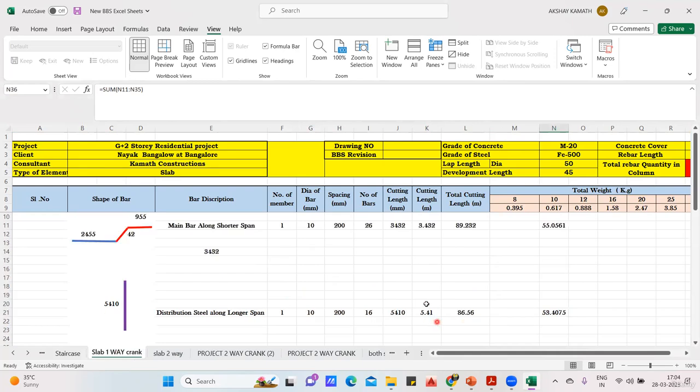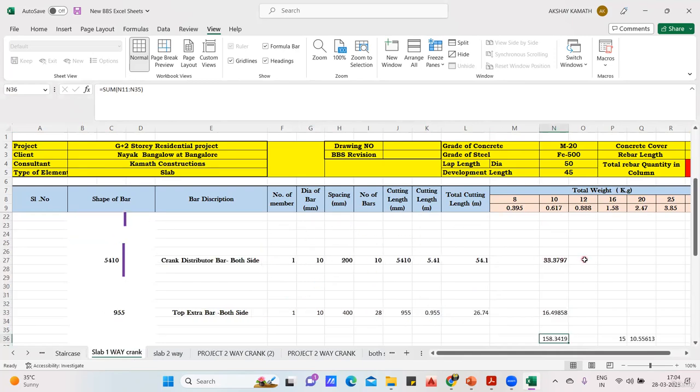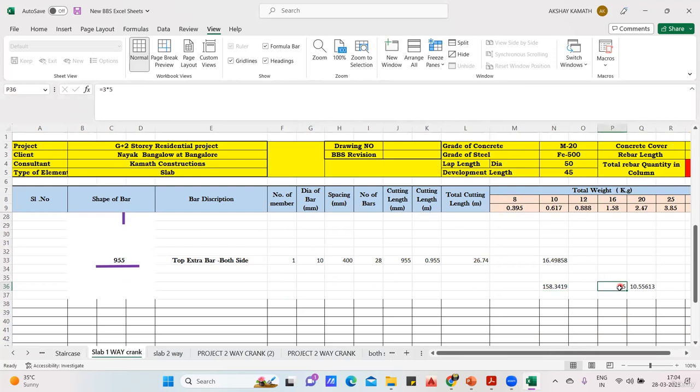Now, what was the area of your slab? This was almost a 3 meter by 5 meter slab, so the total area was 15 square meter. If you ask me per square meter, what is the steel consumption here? You divide the total steel, 158, by the area, 15 square meter. So almost 10.55, let us say 11 kg of steel is required per square meter. This is a kind of thumb rule for a one-way slab.